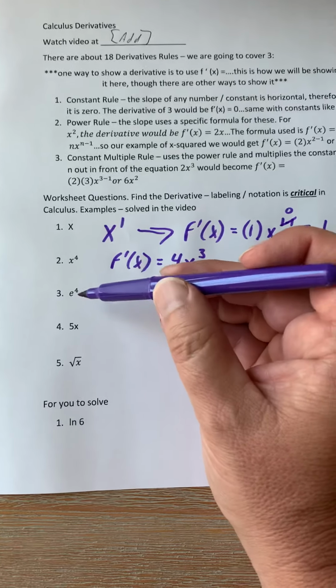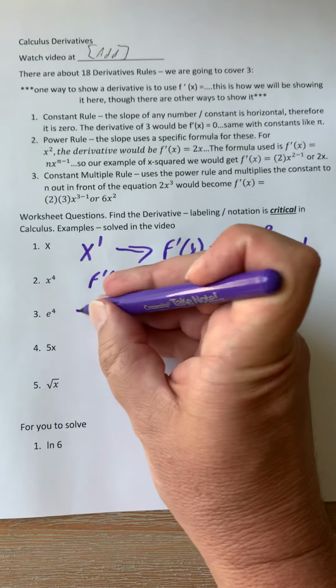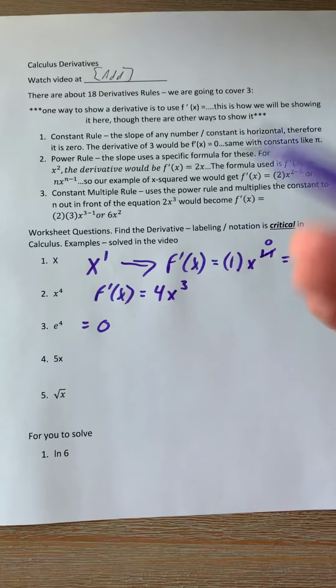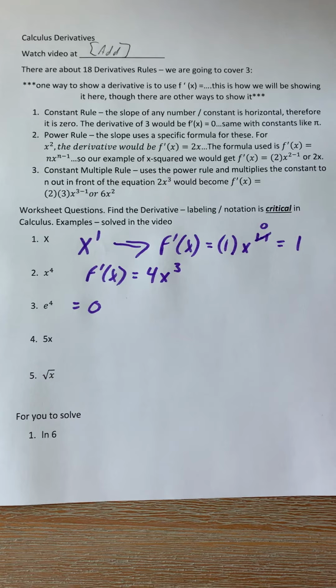Next one's e to the 4th. Wasn't that a number? Isn't that a constant? Go right to our constant rule. Anything that's a number, its slope is a 0.